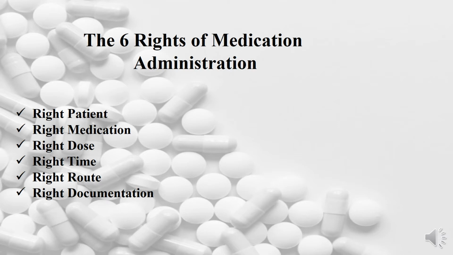You need to ensure that it is the right dose. So when you are looking at the label, you need to look at the dosage that you are getting out of the Omnicell or the Pyxis. Do you need 1 pill? Or is your order for 100 milligrams, but you have 50 milligram tablets? In that case, you would pull 2 tabs.